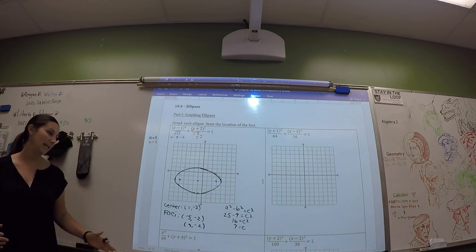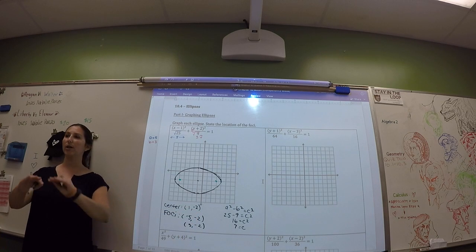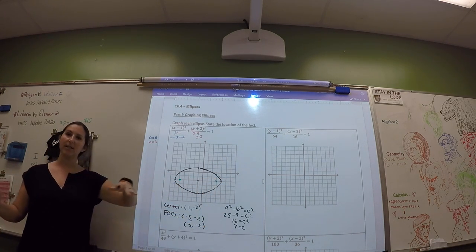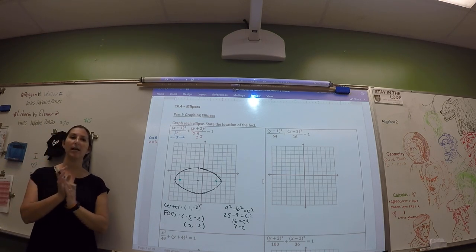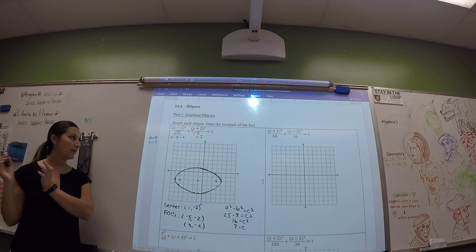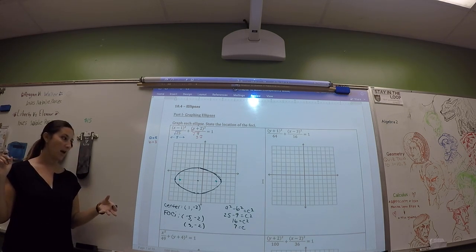So they should be in line with the center. They should have the same y value as the center because they are along that major axis. And they'll just have different x values because they're c to the left or c to the right of the center. And that's kind of it for the major components.